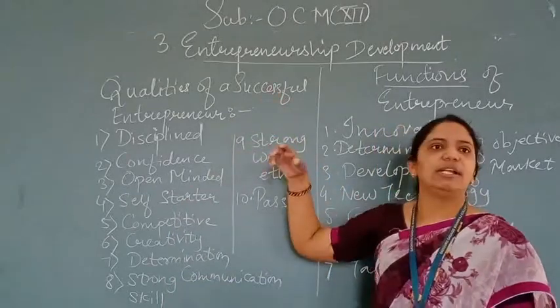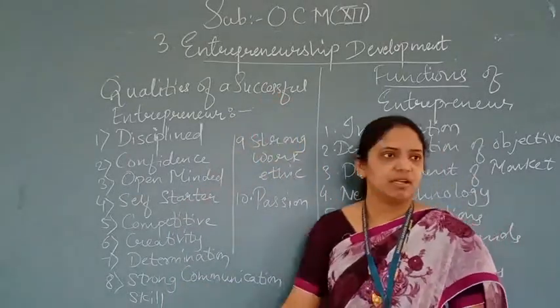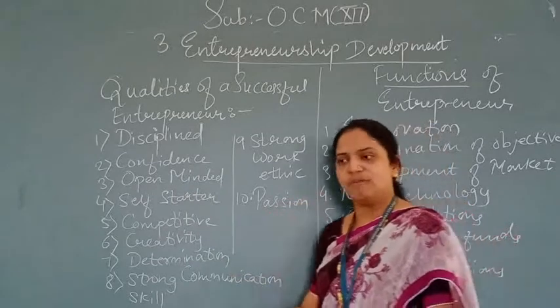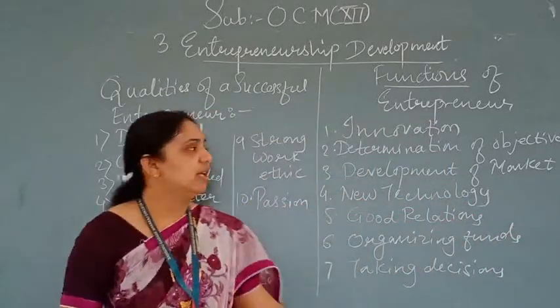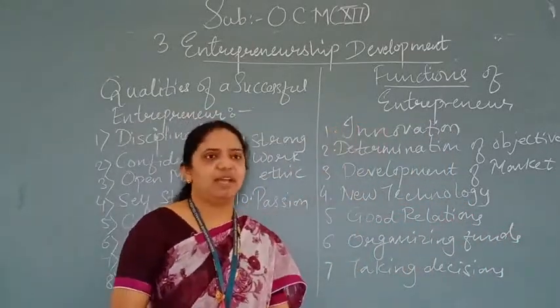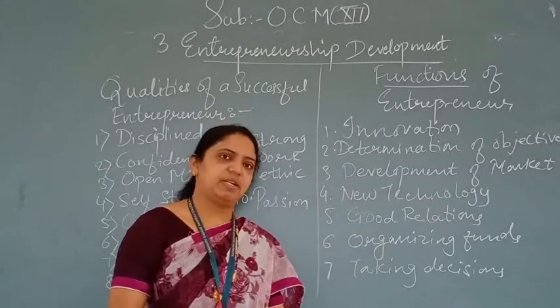Okay, so we have seen what? First we have seen the qualities of a successful entrepreneur. These 10 qualities you should always have to be a successful entrepreneur. And then we have seen the functions of an entrepreneur. Seven functions of an entrepreneur are there.